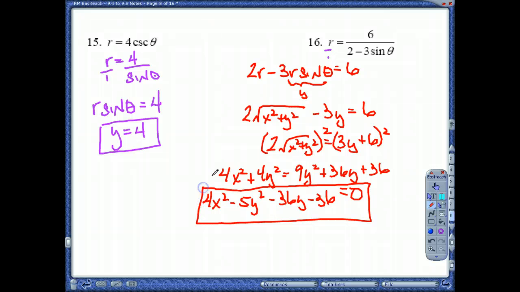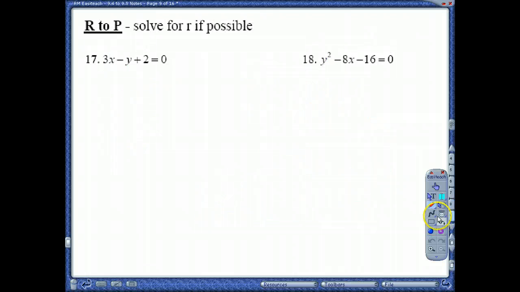Okay, so there's our nice, pretty form of our hyperbola. Okay, let's take a couple of these back the other way, and then we'll call it a day. So now we're going backwards. So wherever you see an x, I'm going to put an r cosine in there. Wherever I see a y, I'm going to put an r sine. And then I've got my plus 2 equals 0.